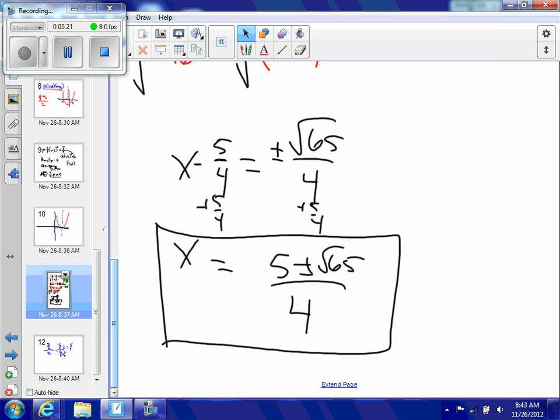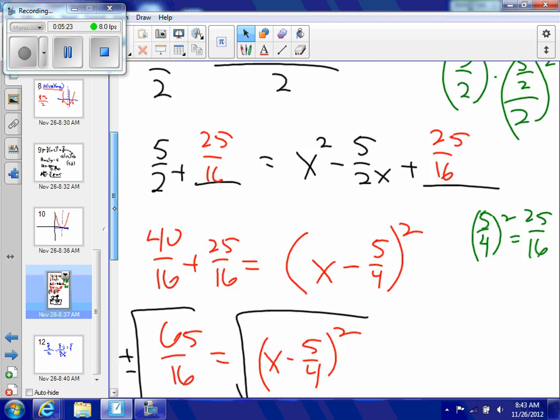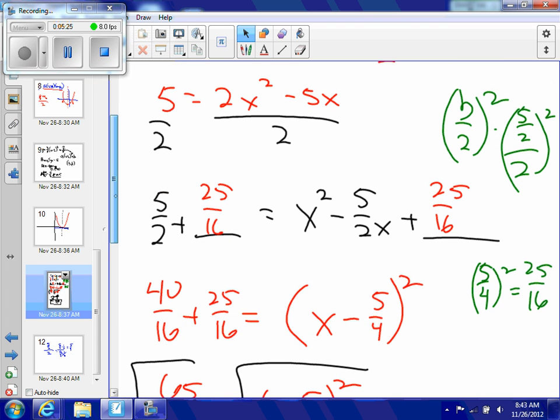Okay. So that's how I completed the square, and that's how I solved the problem by completing the square. The purpose of completing the square, a couple things there. One is I could have changed it to vertex form of the equation by completing the square. But in this case, I just wanted to find the solution, and that's how I did it by completing the square. Yes, Julia.